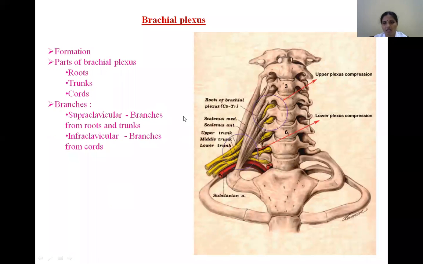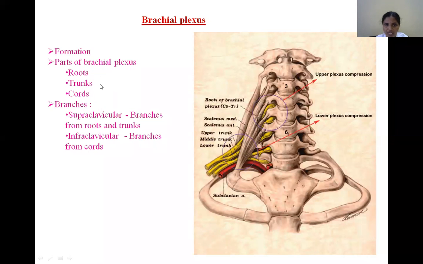Now coming to the brachial plexus, it is already covered in neuroanatomy. I just want to explain briefly the formation, parts, and branches of the brachial plexus, right? What is the formation? The formation is by five roots. Upper four for the cervical plexus and lower four including T1 form the brachial plexus. So the brachial plexus is formed by C5, C6, C7, C8 and T1. All these five roots are involved in its formation.